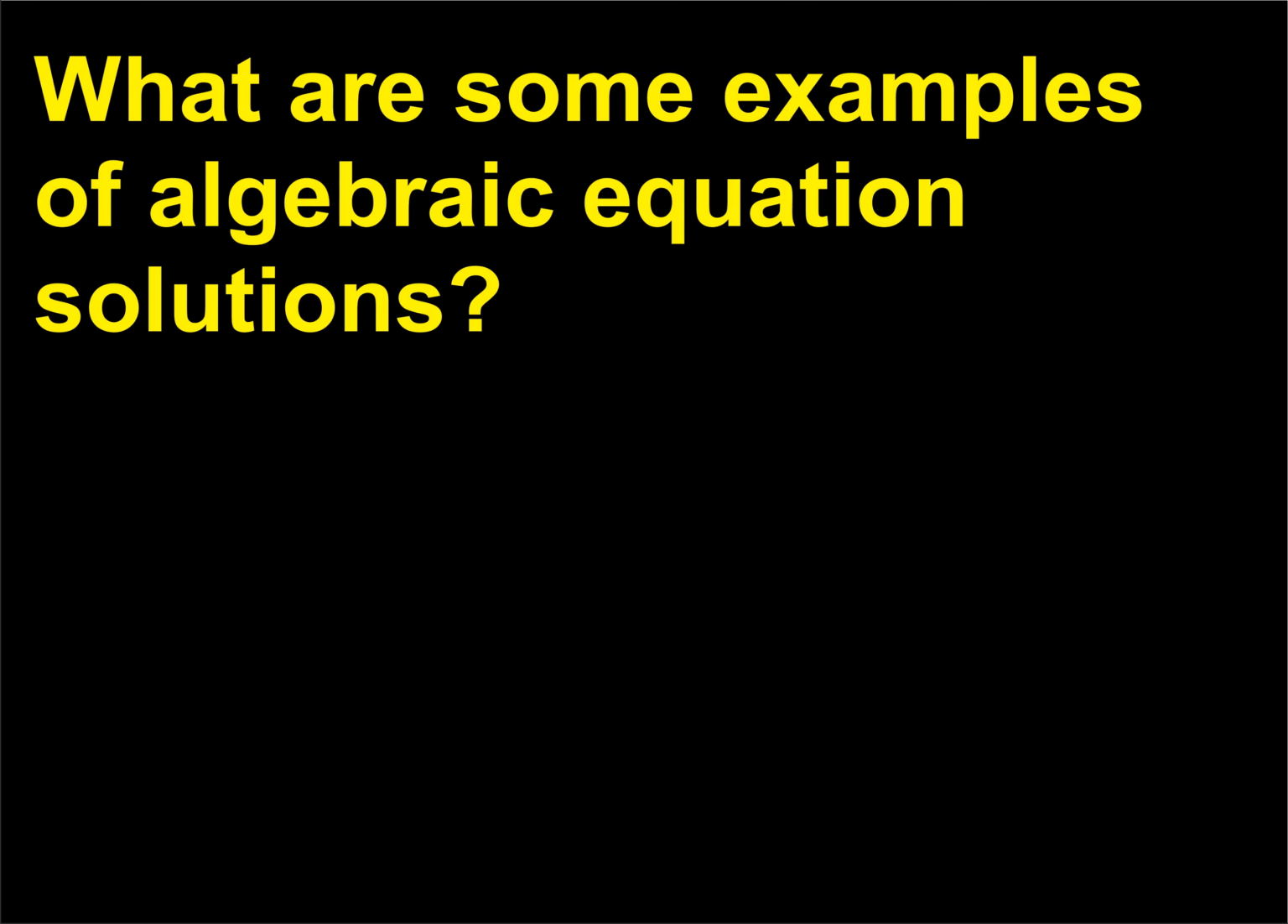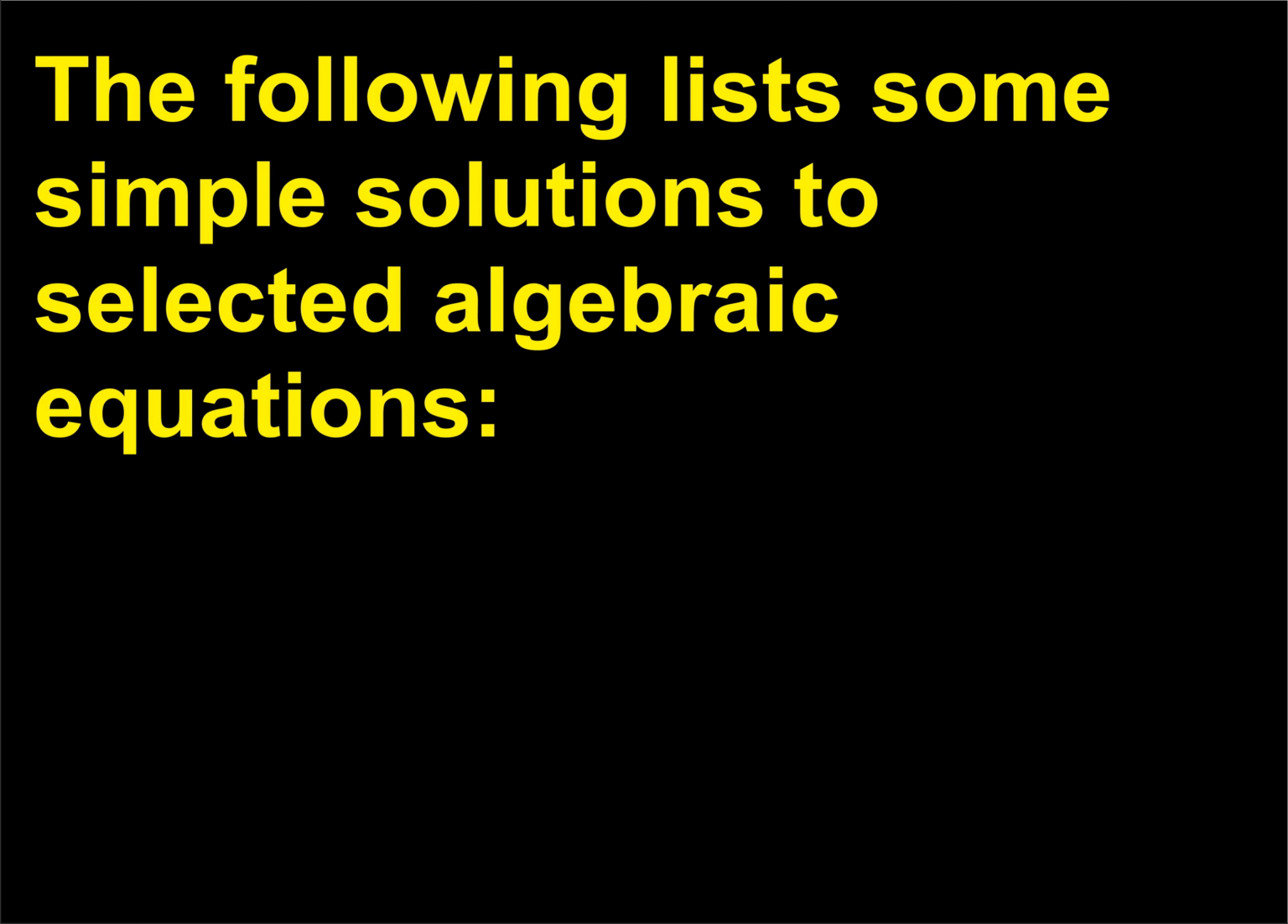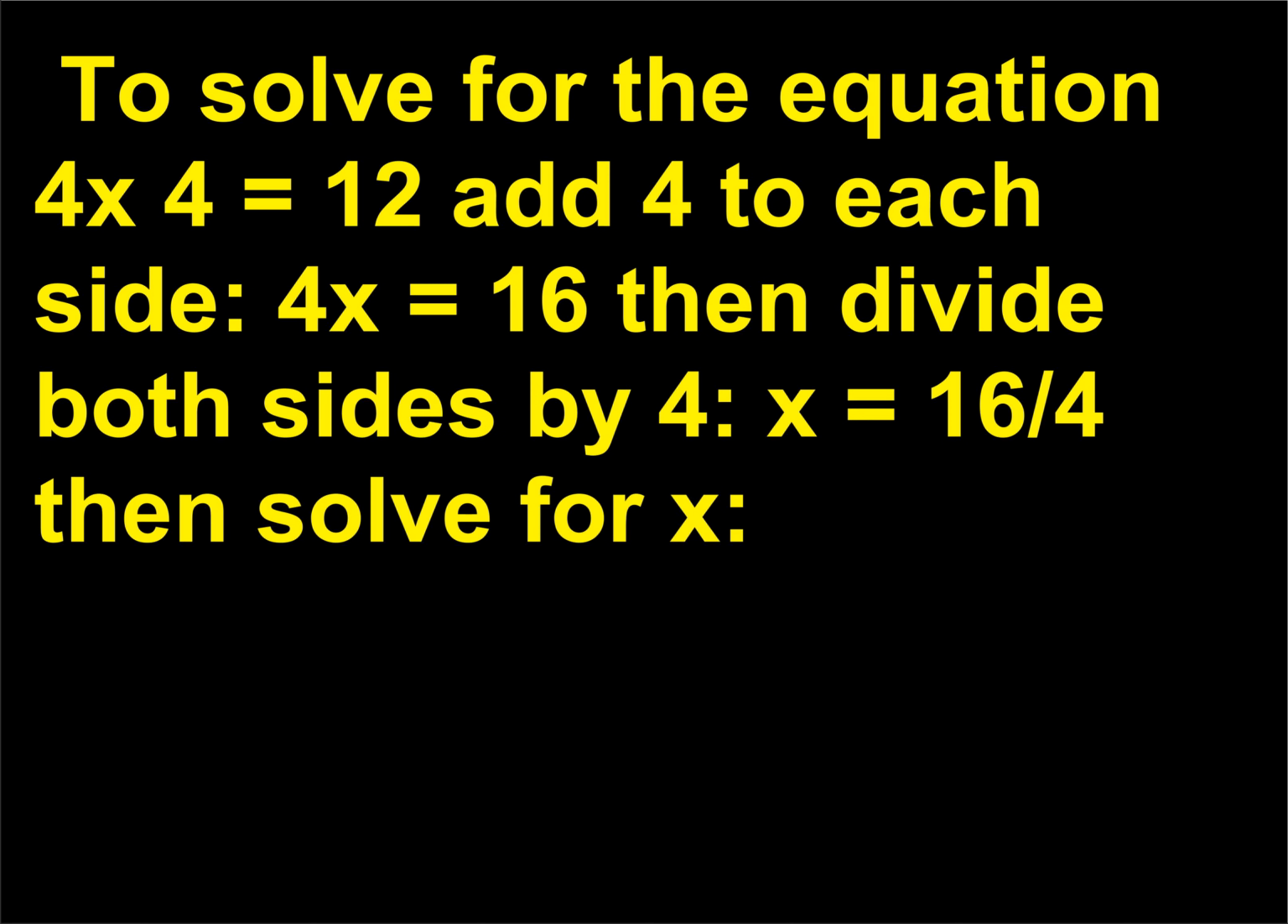What are some examples of algebraic equation solutions? The following lists some simple solutions to selected algebraic equations. To solve the equation 4x + 4 = 20, subtract 4 from each side, 4x = 16, then divide both sides by 4, x = 16/4, then solve for x = 4.